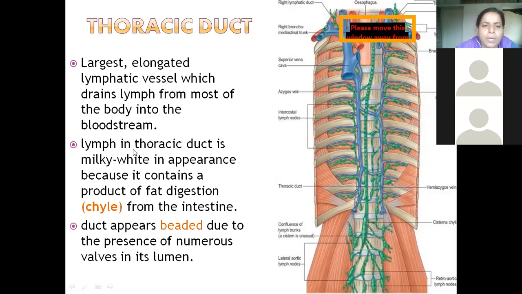Yes, ma'am. Lymph in the thoracic duct, what is the color? Blood is red in color, no? Here we do not have RBC, because of which it is white in color, and it basically contains the end products of fat digestion, because the first part of the thoracic duct is called cisterna chyli.